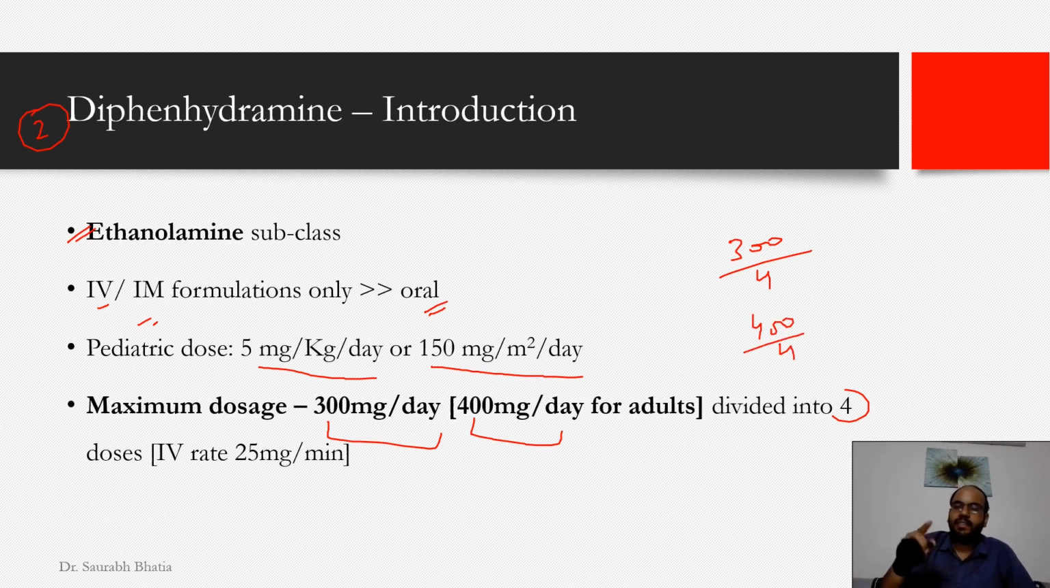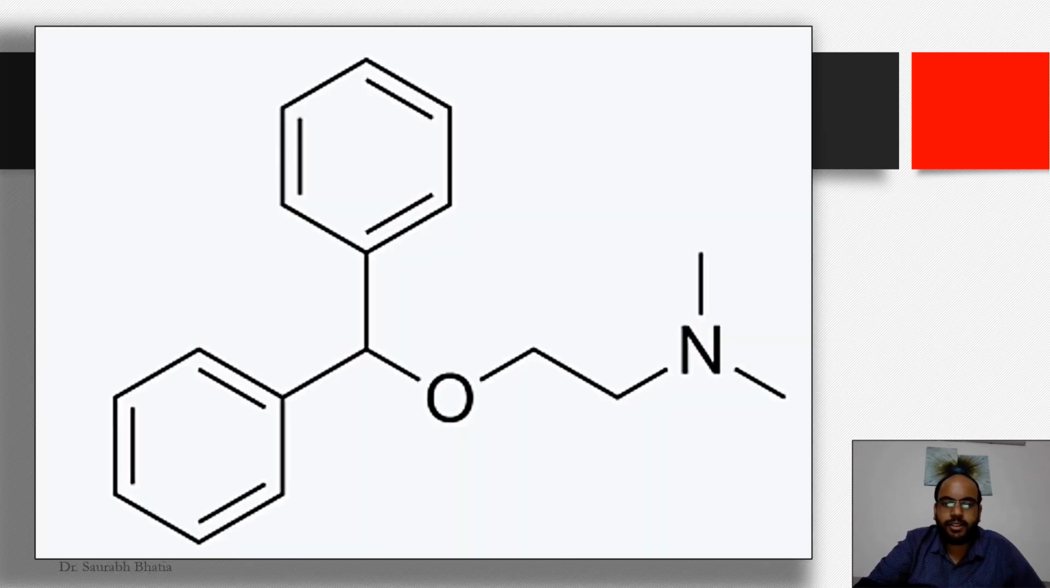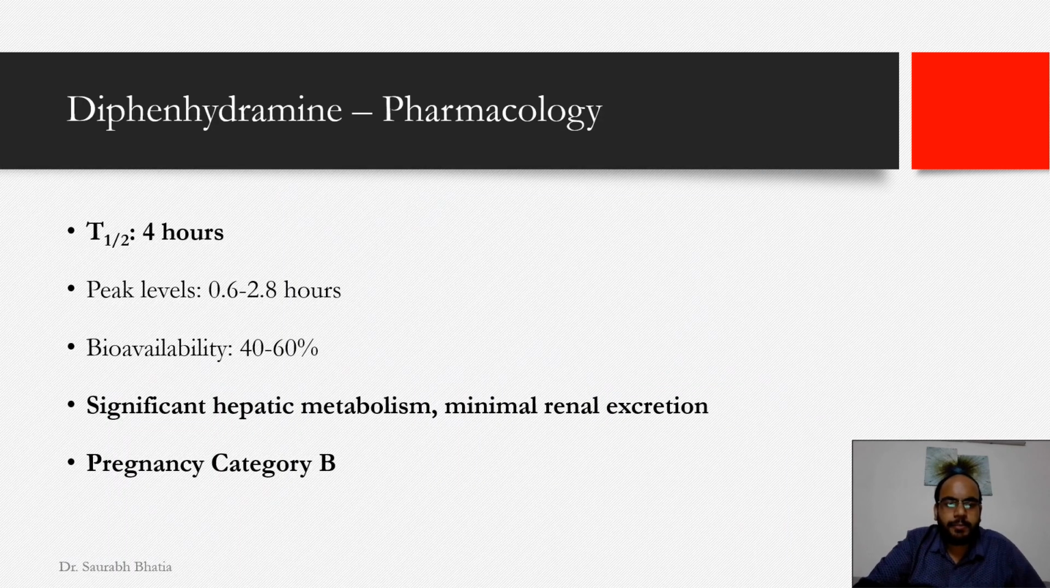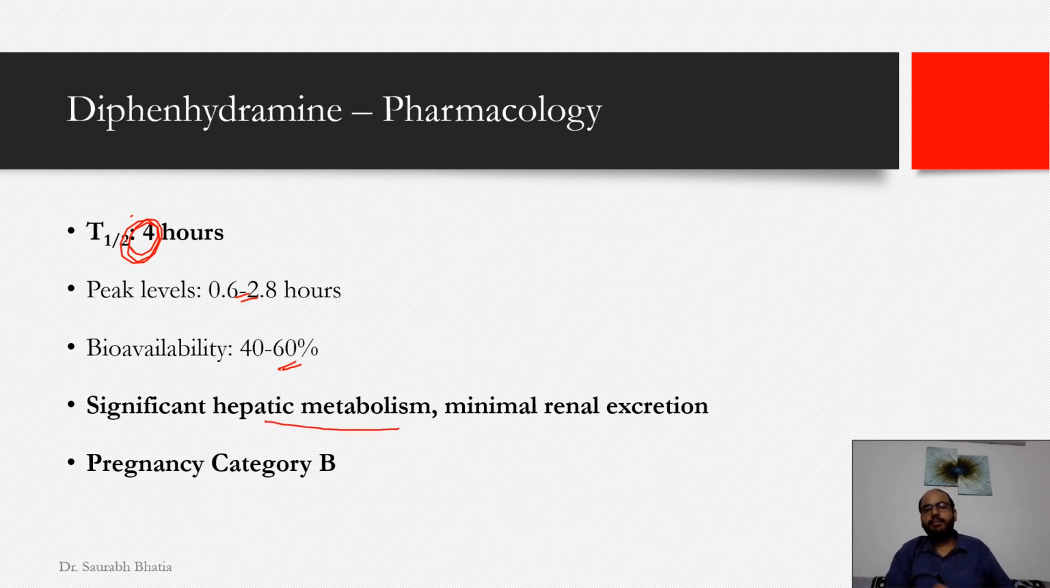If you're giving it as an infusion, the infusion rate is 25 milligram per minute. It should not exceed that, so infusion rate should be less than or equal to 25 milligrams per minute. Okay. This is the structure of diphenhydramine. The half-life is 4 hours, roughly around hydroxyzine. The peak level is 0.6 to 2.8, bioavailability 40 to 60%. It has a significant hepatic metabolism but minimal renal excretion. So this point is different.